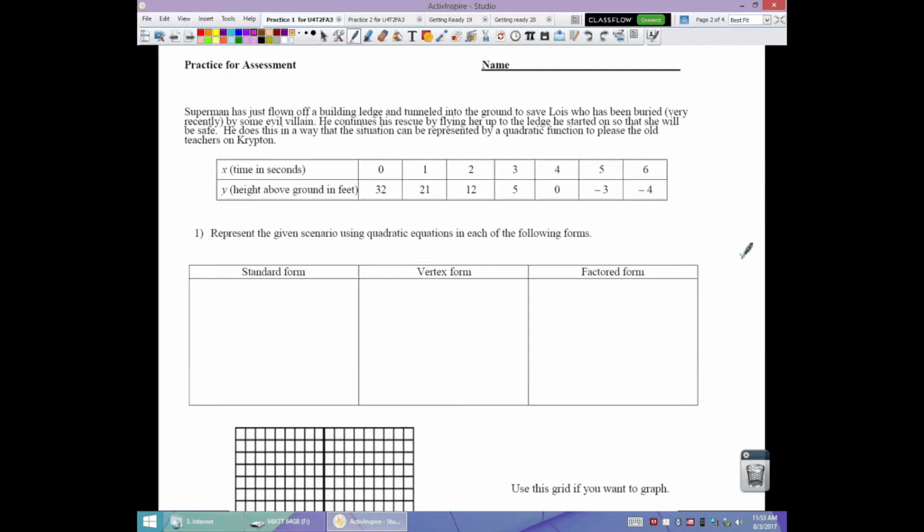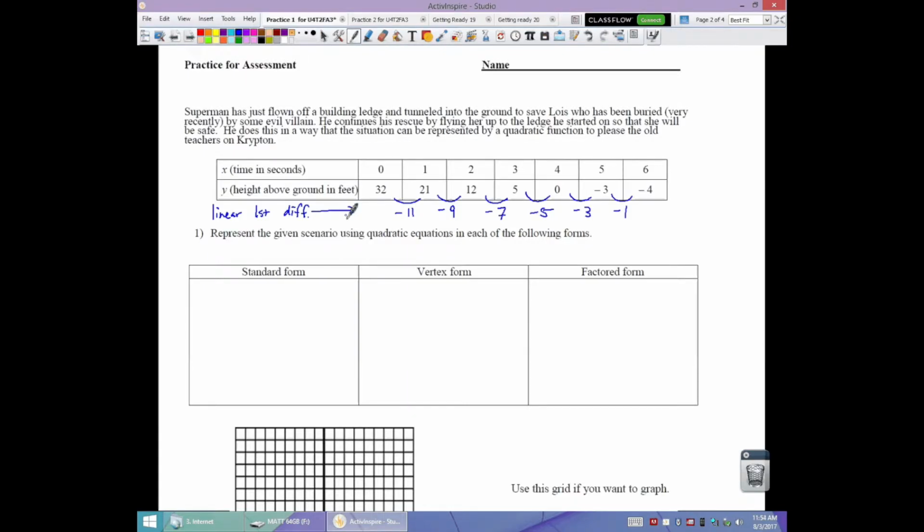First, let's look at the table and see what type of function we are dealing with. In these y values, from 32 to 21 goes down 11, 21 to 12 goes down 9, then down 7. So as we should have expected probably with what we've been dealing with, we see our first differences are linear, which means this is a quadratic function, okay?